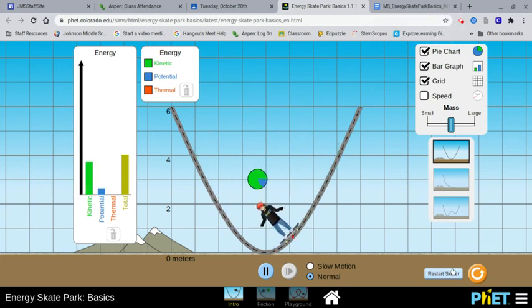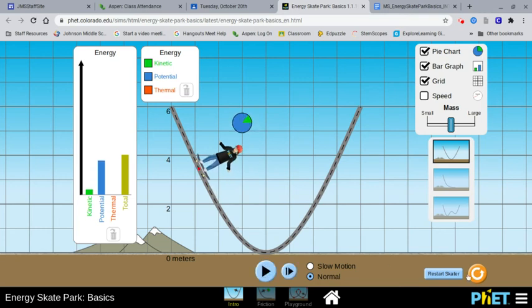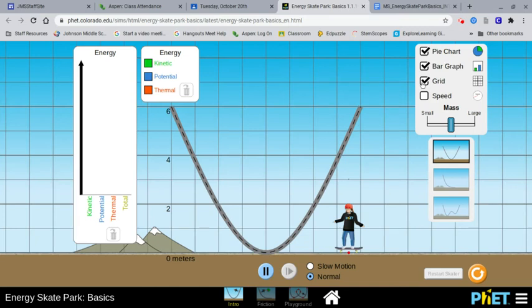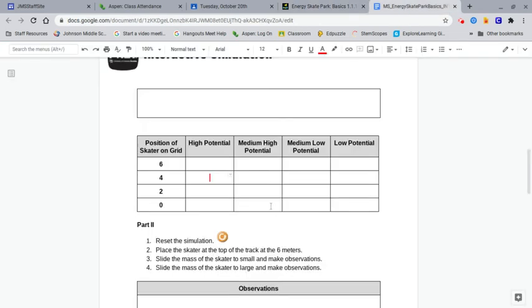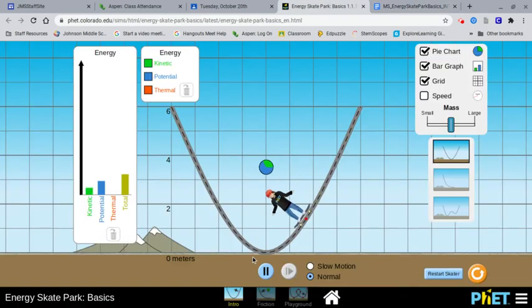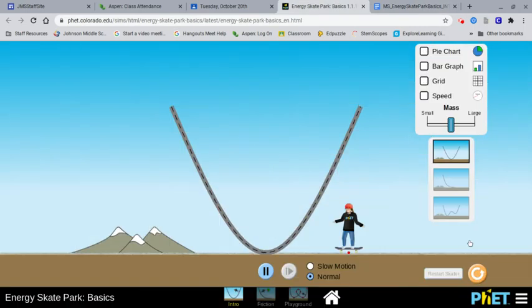All right. And then you're going to stop and you're going to reset, pie chart, graph, grid. It also wants you to do it at 2, making observations here. So you're going to put an X in one of these going across for 6, one for 4, one for 2, and again it's 0. Why 0? I know that's silly. Look where 0 is, but that's what it wants you to do. So you just do it.